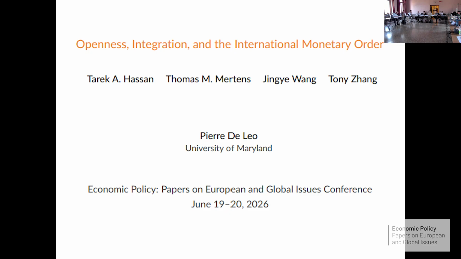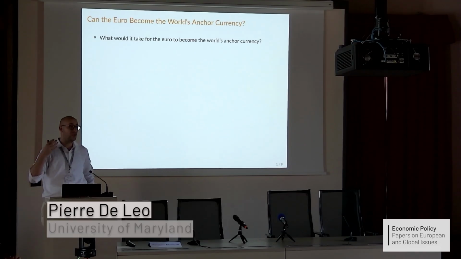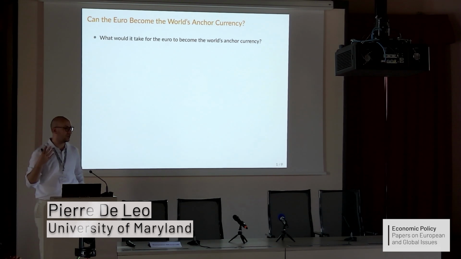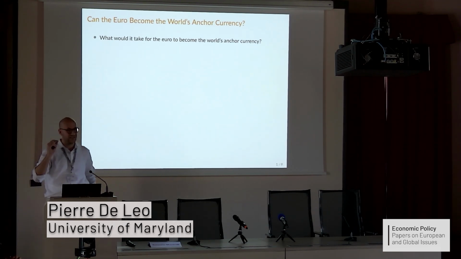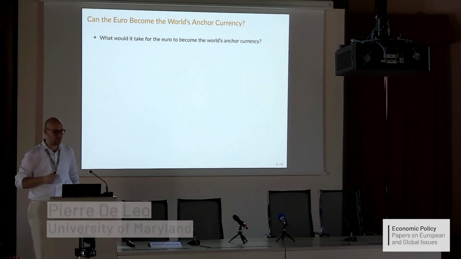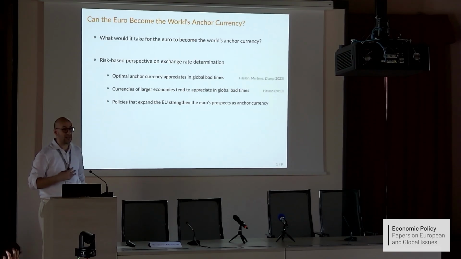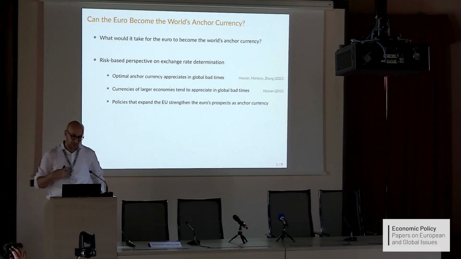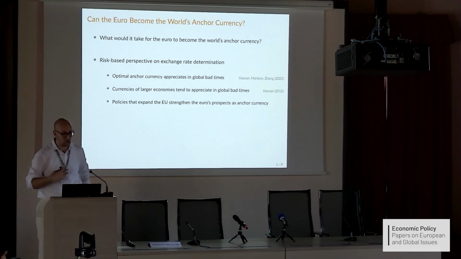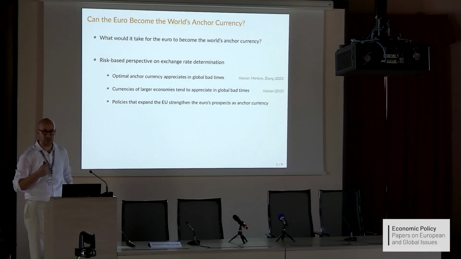So the paper asks, under what condition would the euro emerge as the world anchor currency? That is the target currency that countries that peg would choose. The paper takes a risk-based perspective on exchange rate determination. Under this perspective, one insight is that the optimal anchor currency is the one that appreciates in global bad times. The paper also shows that it is, under some conditions, currencies of larger economies that tend to appreciate in global bad times. In fact, it's the currency of the largest economy that appreciates most on average in global bad times.